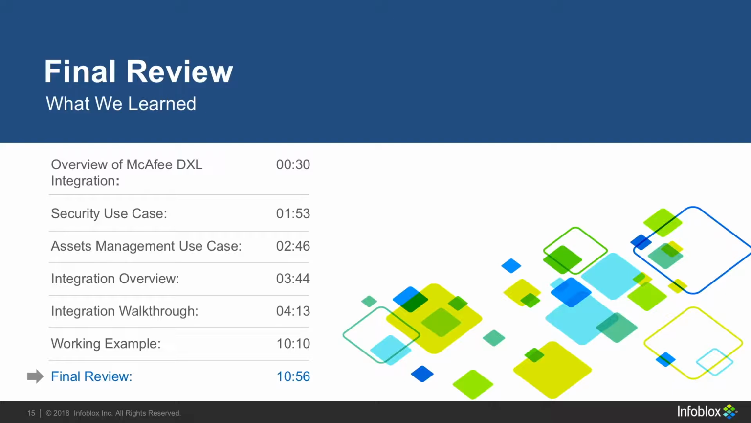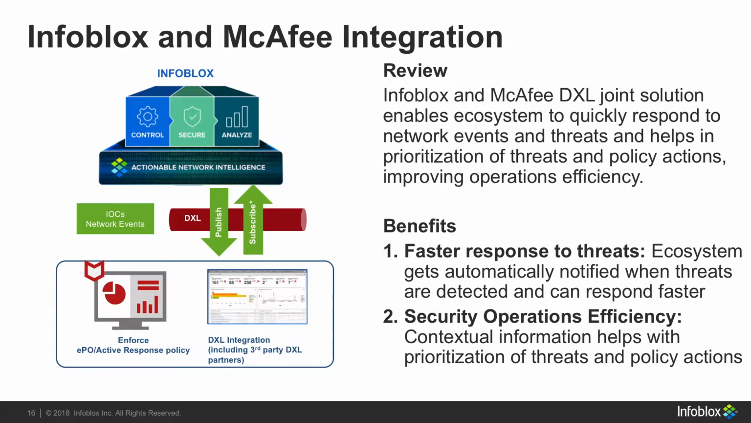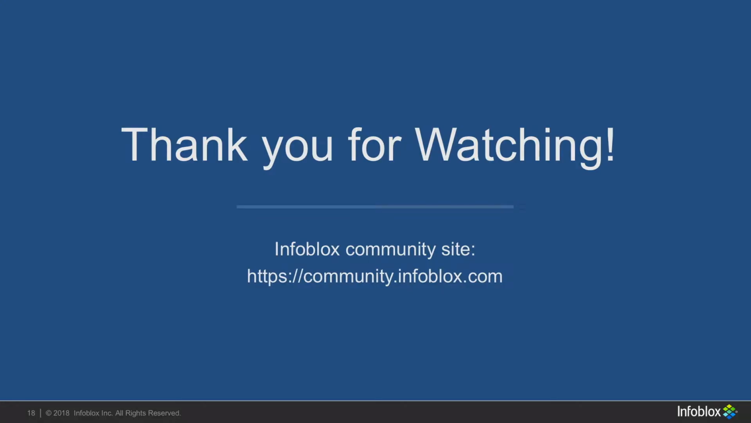In case you did not understand or missed what was said in the video, here are a few key points of importance to remember. Infoblox and McAfee DXL, together, allows you to quickly and efficiently respond to network events and threats. It does this by automatically notifying you when something has occurred on your network and gives you contextual information that supports you in making decisions on prioritizing threats and policy actions. The Infoblox and DXL integration is not only a great way to get Infoblox events and data into McAfee solutions, but this integration also enables all McAfee SIA partner solutions to leverage Infoblox DXL messages and data on their own solutions.